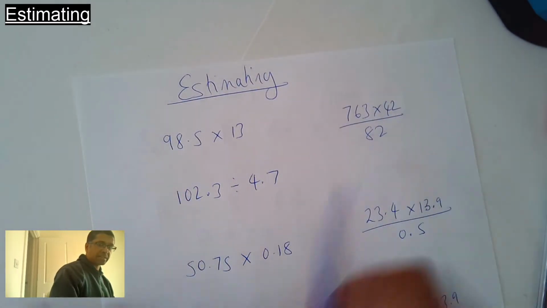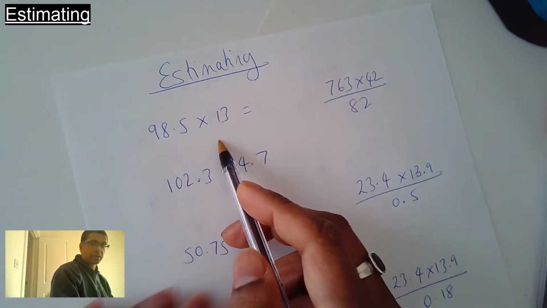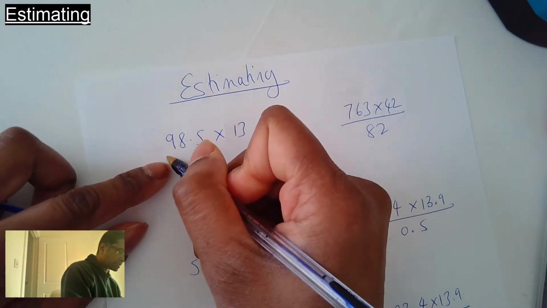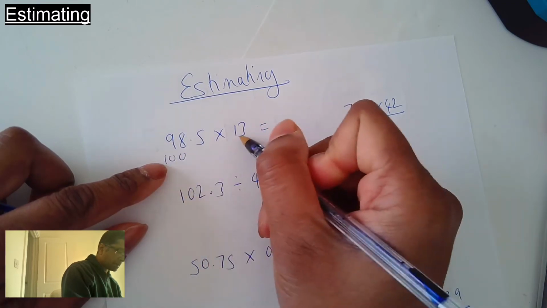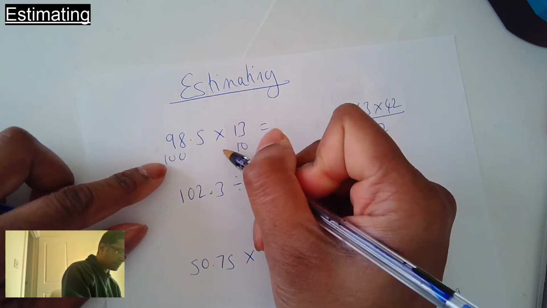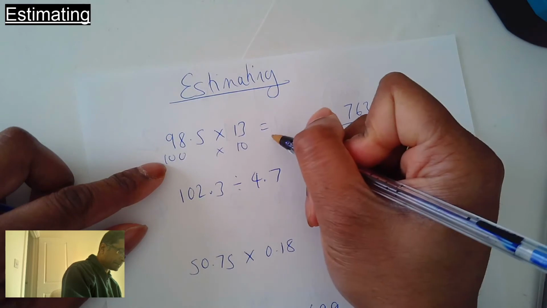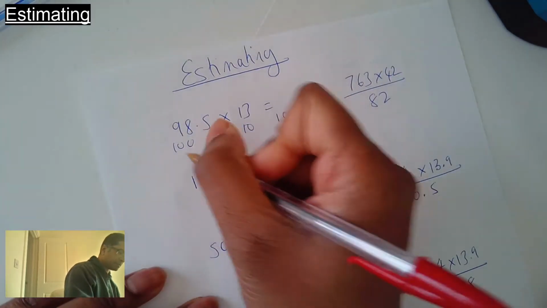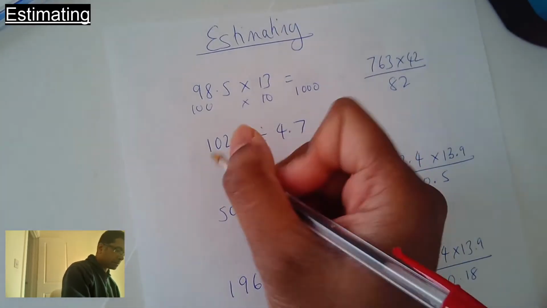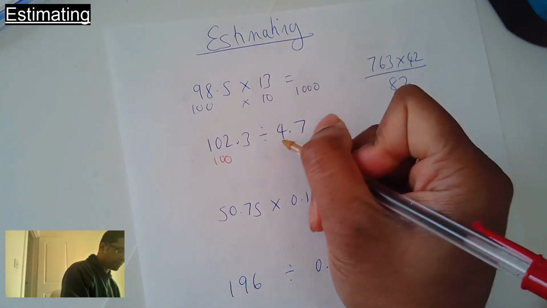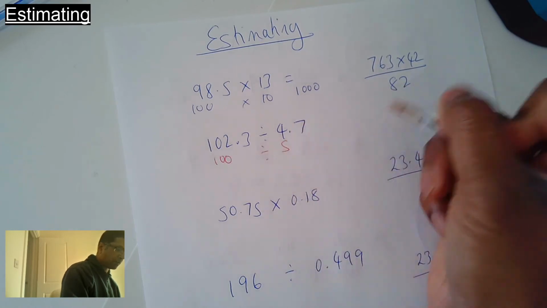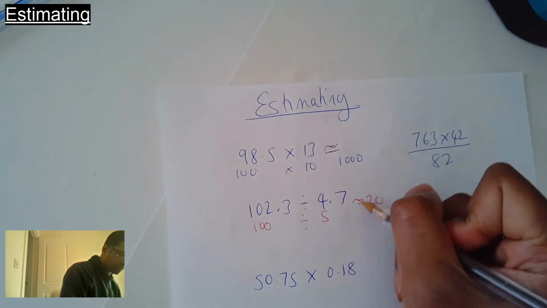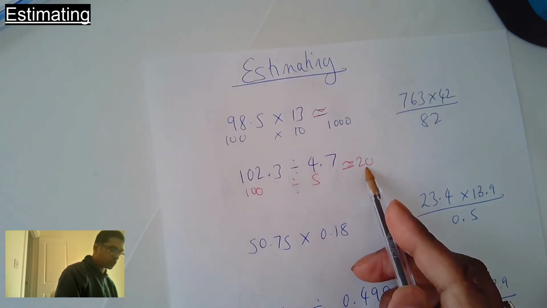Before you start estimating, round each and every number to 1 SF. We looked at that already. That was round to 1 SF, that was 100, and that's 10. So 100 times 10, 1,000. Now next one. That's 100, round to 1 SF. That is a 5, so 100 divided by 5, 20. I should really put the symbol here. That means approximately. So that is approximately equal to 20.